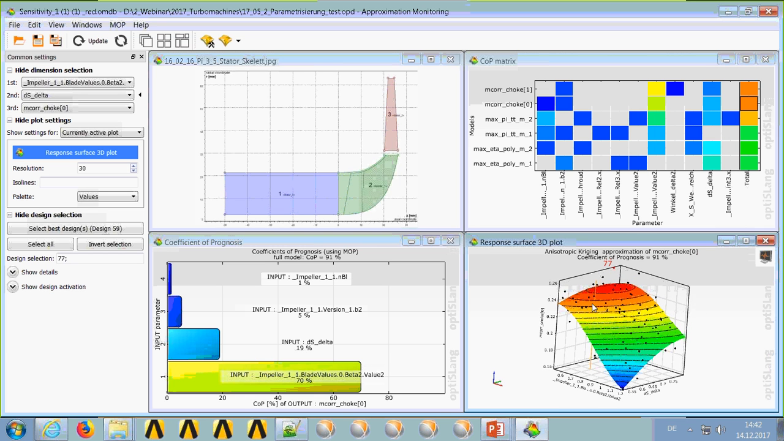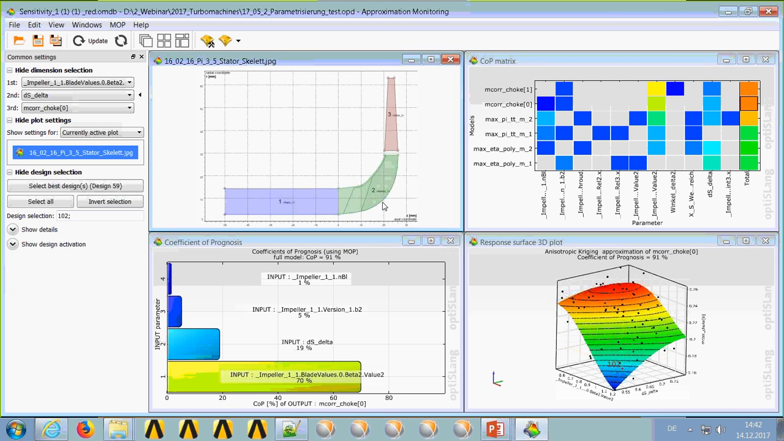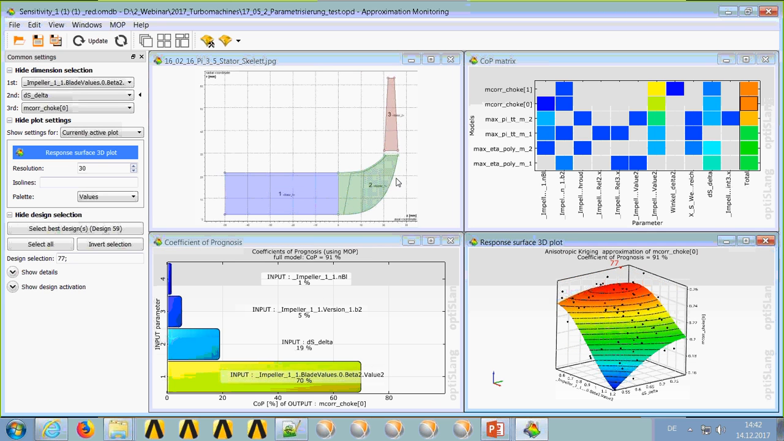This might be an interesting design with a high choke mass flow, or maybe this one. And you see in both cases, for example, the section diameter is rather big, compared to maybe designs like this, where you can see a rather low section diameter. And you see that it's automatically connected. So you see the picture of the meridional contour of design 77, and here it's automatically updated to design 117.